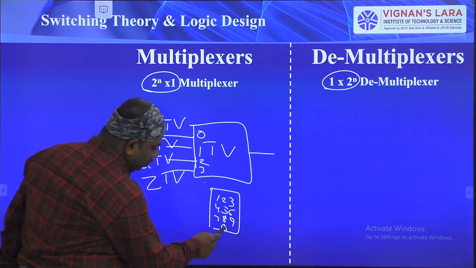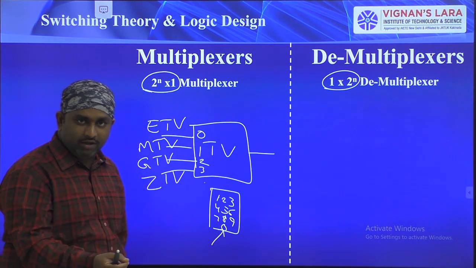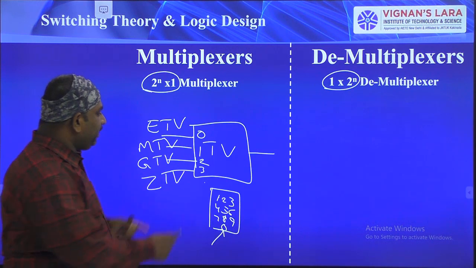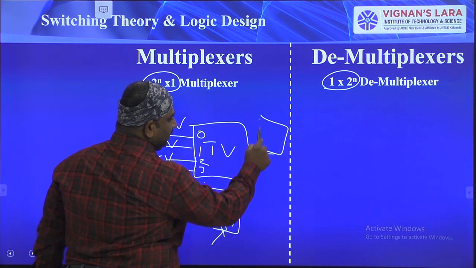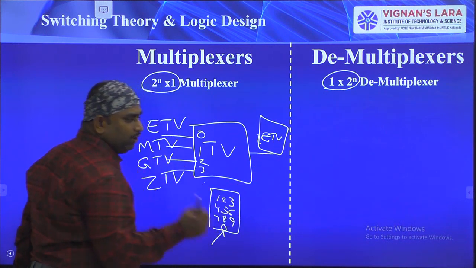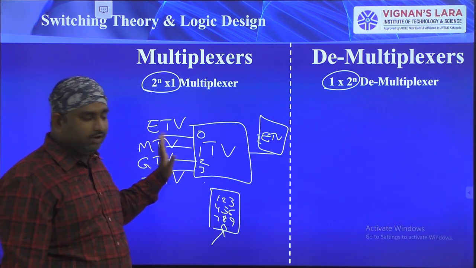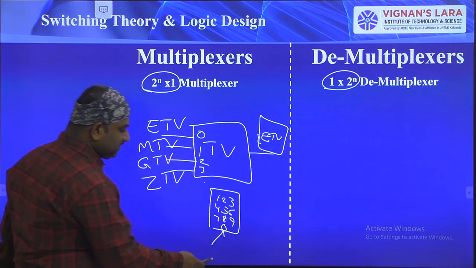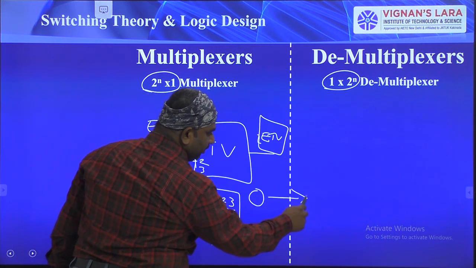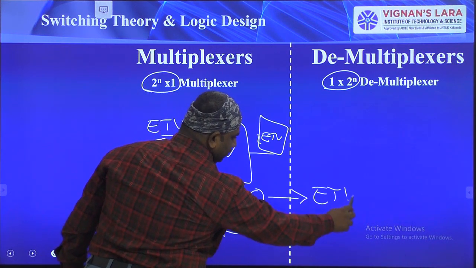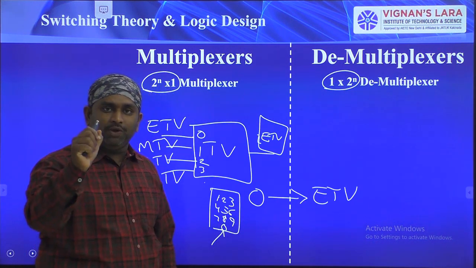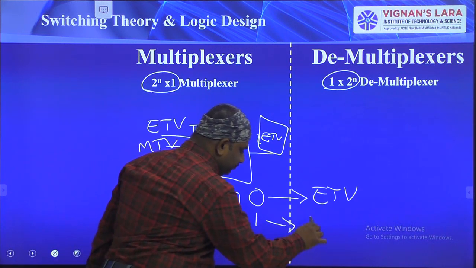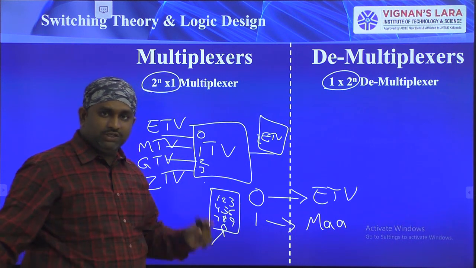When you press the 0 button, automatically ETV is shown. In the cable we have 4 channels, but only ETV goes to the display. At the output side, it will display only ETV. You have 4 channels of information, but you are seeing only ETV when you select 0. When you select 1, it will display only Maa TV.